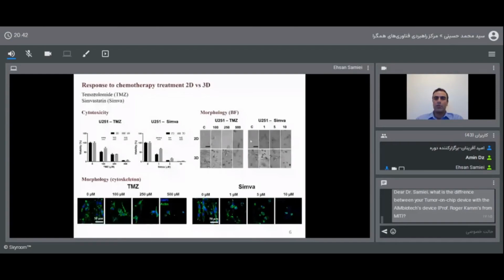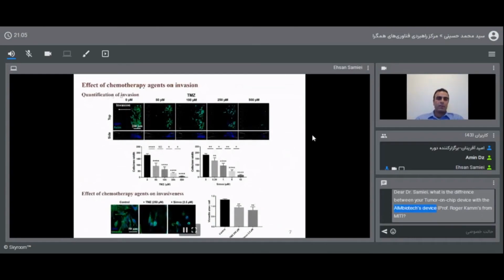And the effect of the drug on the cells is such that the cells lose their tubular morphology and become more round as the concentration of the drug increases. And that can be observed in the F-actin images as well.